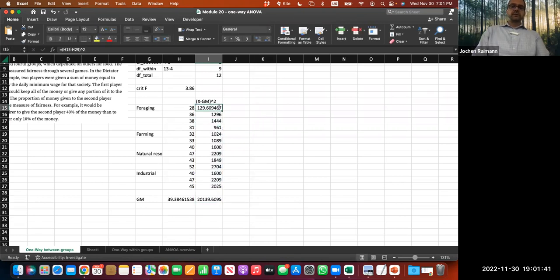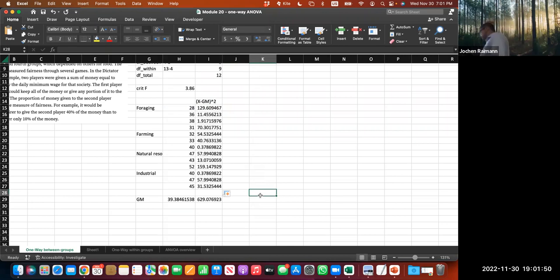So important here is that you lock in the cells. Otherwise it will shift that formula. So basically that gets us to a sum of squares here of 629.1. That sum of squares is basically what the outcome of our total estimate is.